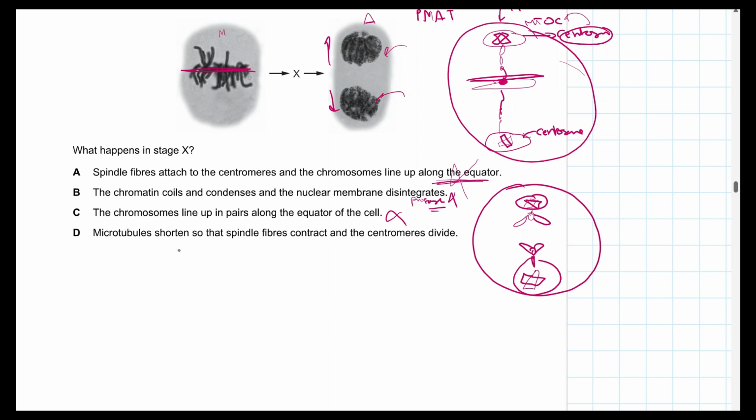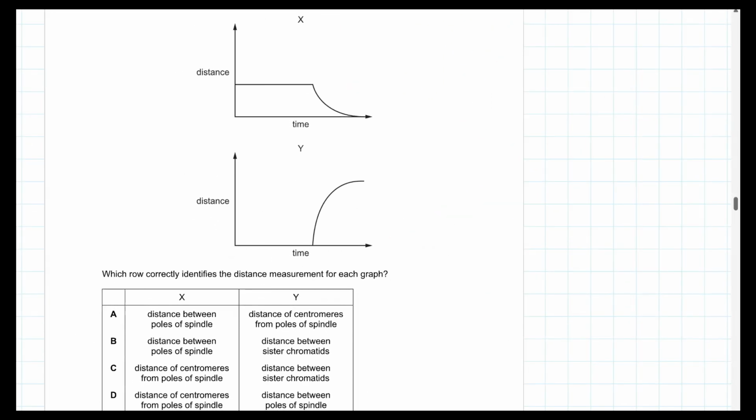Now for D, microtubules shorten so that the spindle fibers contract and centromeres divide. Yes, this is exactly what happens here in anaphase, therefore this is correct. Number 19, the graph shows various distance measurements taken from the start of metaphase of mitosis. Which row correctly identifies the distance measurements for each graph?